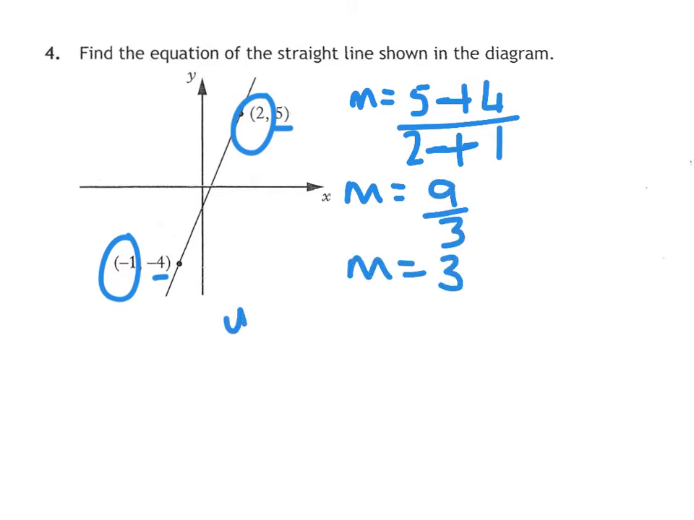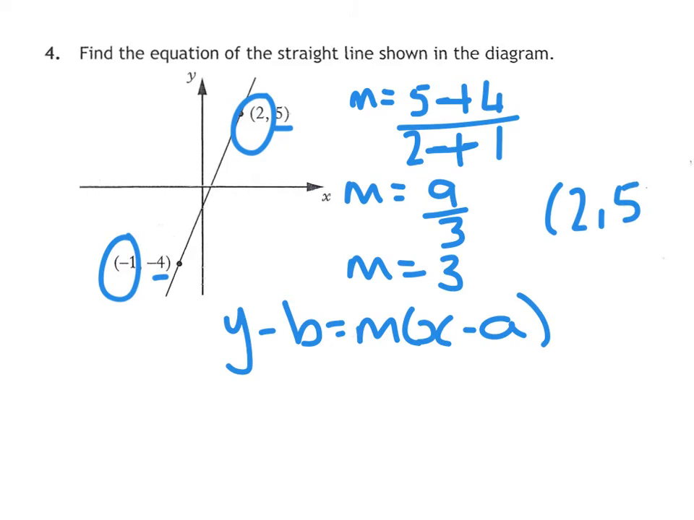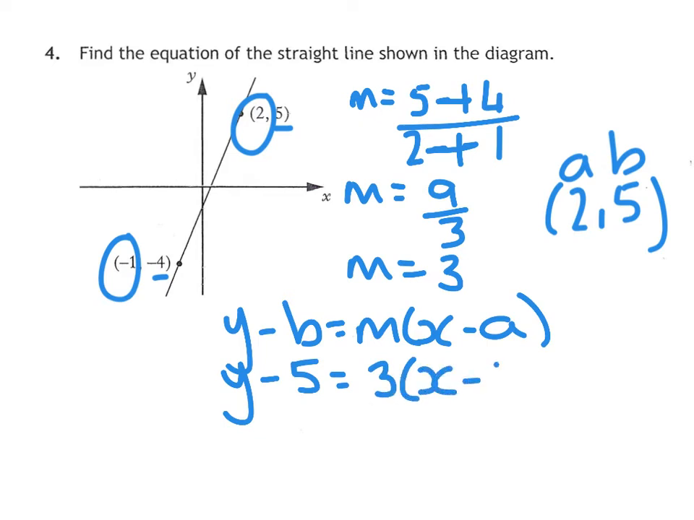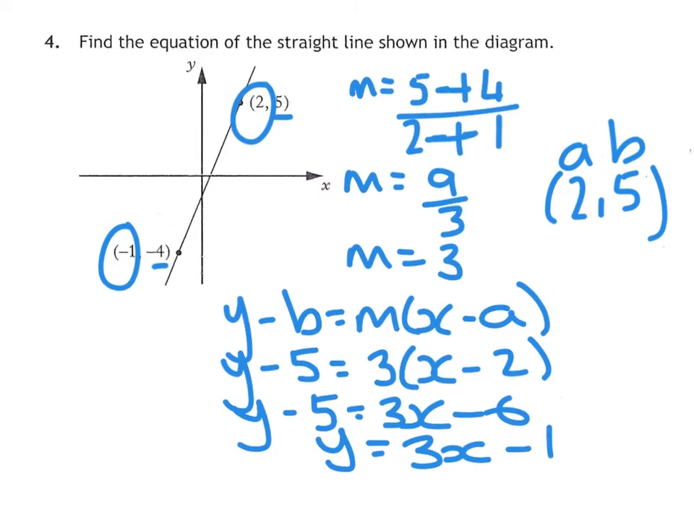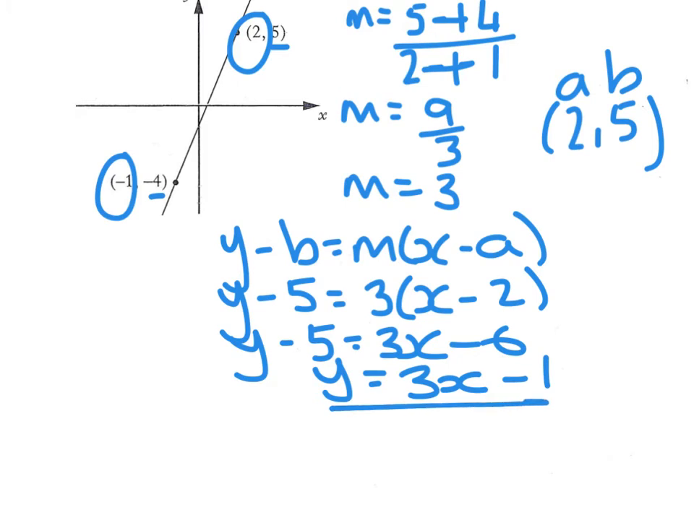I've no y-intercept, so I'm going to use the y minus b equals m(x minus a) formula. Pick one of your coordinates. I always use the positive one if I can. Make that your a and your b. So you've got y minus 5 equals 3, bracket x minus 2. Expand your bracket, gives you 3x minus 6. Minus 5 comes over and becomes plus 5, so minus 6 plus 5 leaves you a minus 1. So the equation of the line is that.